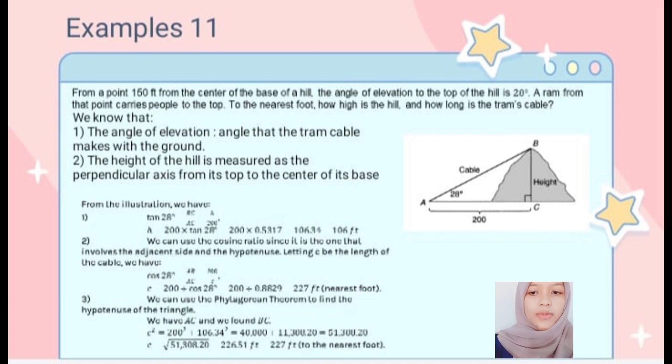Next, third, the hypotenuse of the triangle. We have AC and we found BC. So C to the power of 2 equals 200 to the power of 2 plus 106.34 to the power of 2, which equals 51,308.20. So C is equal to 227 feet to the nearest foot.